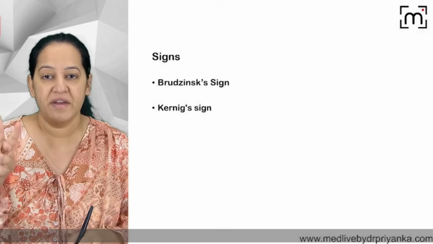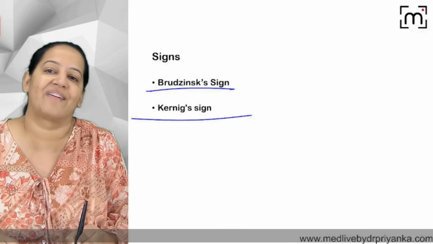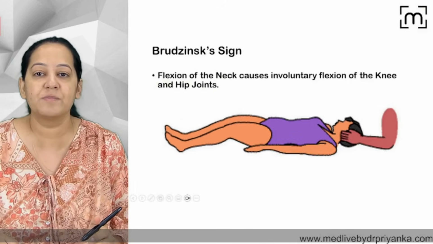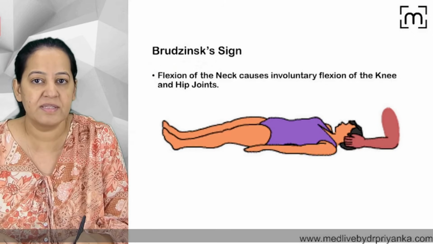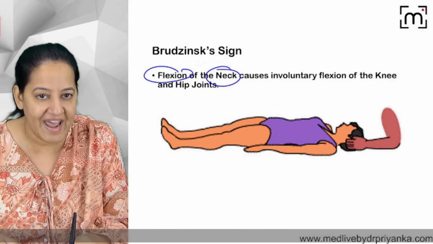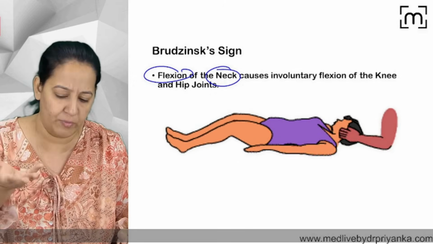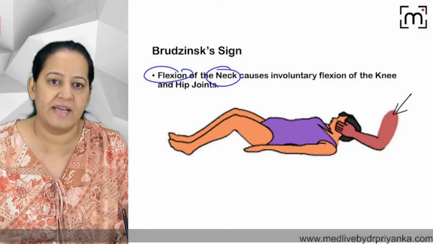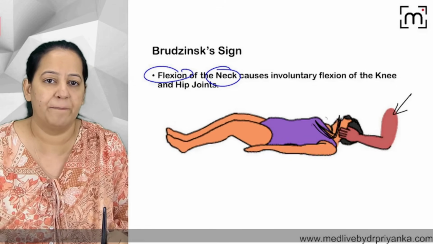Coming to the signs, we have two signs to deal with here: Brudzinski sign and Kernig sign. One by one, I will let you know. What is Brudzinski sign? Have a look. It is flexion of the neck. This is the examiner; suppose I am the doctor over here. The examiner is flexing the neck of the patient.